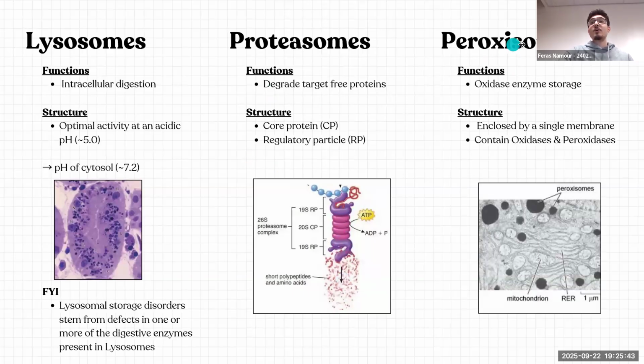Tamam? And the peroxisome is similar to lysosome, but it has a different function. This one stores oxidase enzymes. It interacts closely with the mitochondria, sends enzymes in and out, and also has peroxidases. So it's again like protective mechanisms and also cell cleanup.